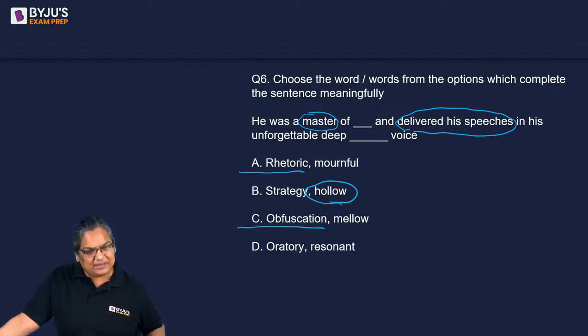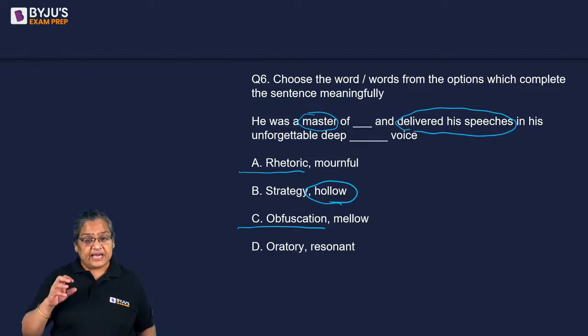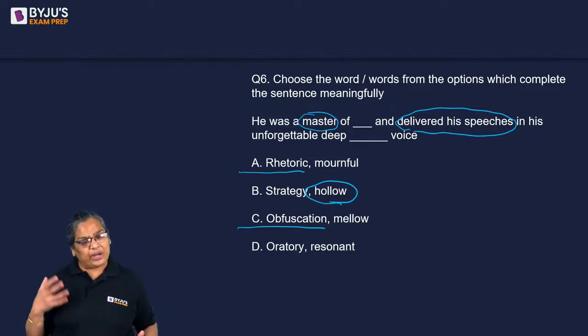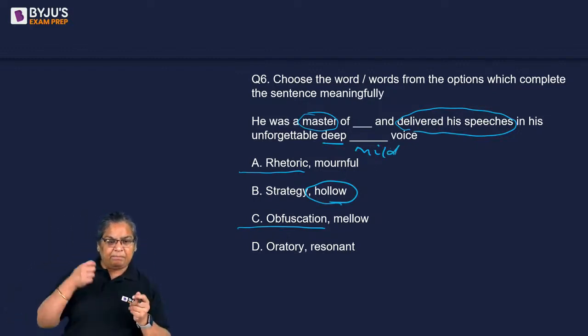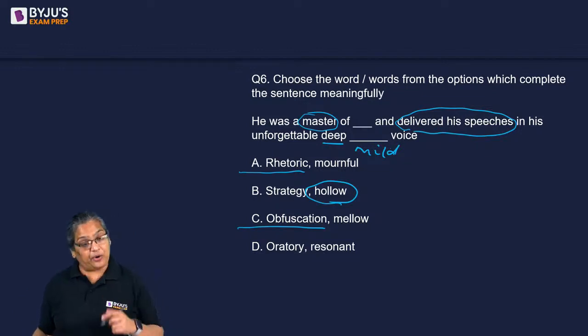Obfuscation. Somebody marked it. If you don't know it, let's check. Obfuscation means to deliberately confuse somebody. To obfuscate somebody is to confuse somebody. So he could be a master of obfuscation. How can he deliver his speeches in a deep, mellow voice? Mellow means mild. If your voice is deep, it cannot be mellow. Understood? Mellow means mild. We normally say mellow temperament. A season is called a mellow season. Mellow means very mild, no extremes of anything. So it cannot be this.